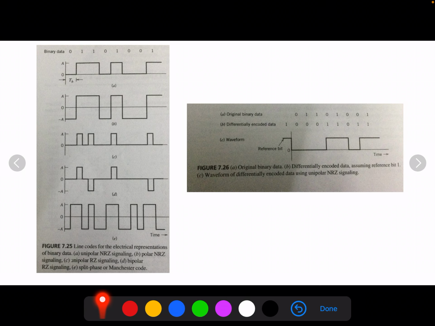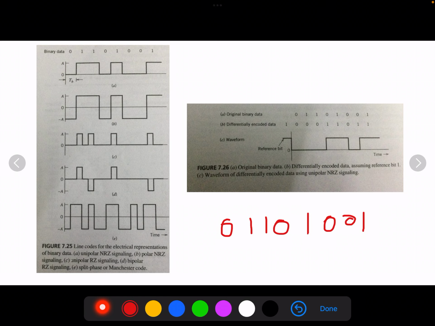A line code is how a binary stream of data takes on an electrical representation. Any one of several line codes can be used for the electrical representation of a binary data stream. Here in this diagram, we can see the waveforms of 5 important line codes for the data 0, 1, 1, 0, 1, 0, 0, 1.